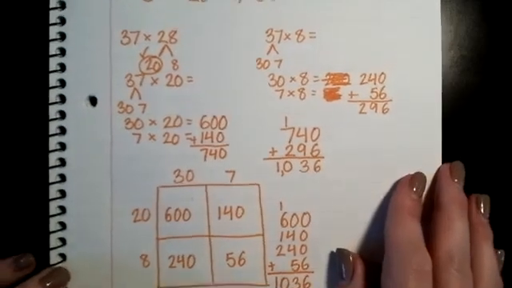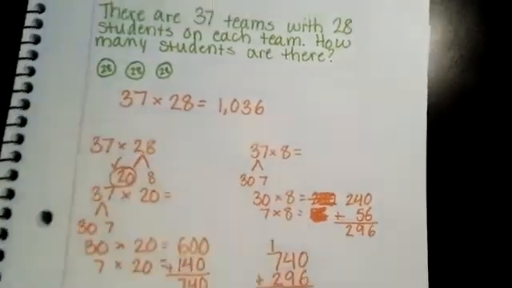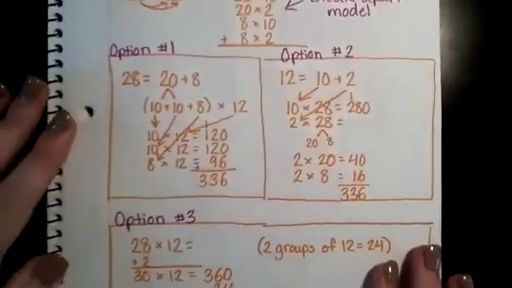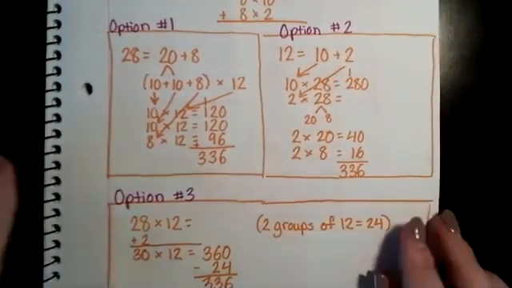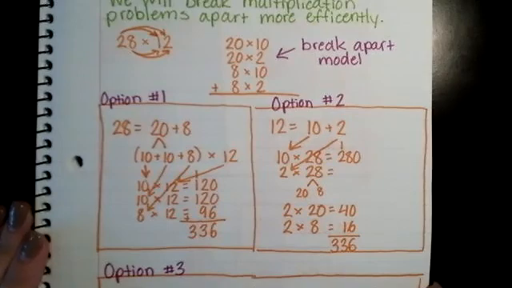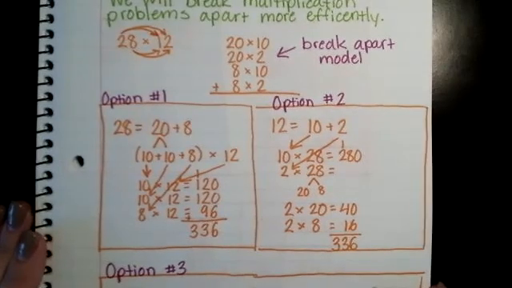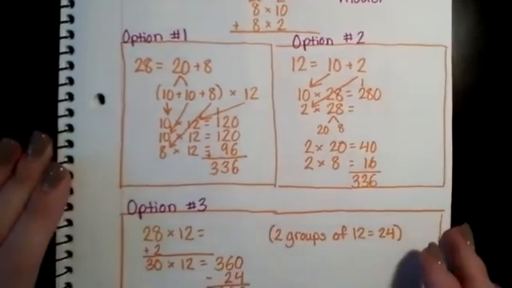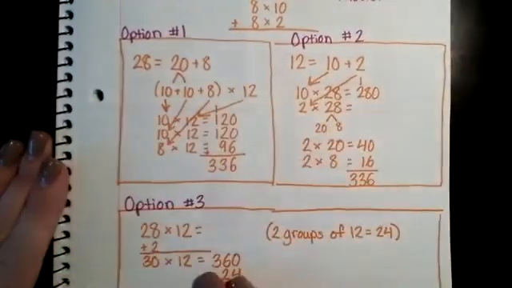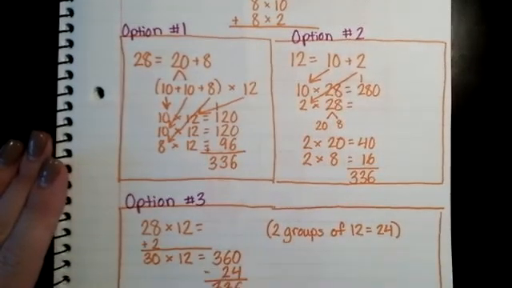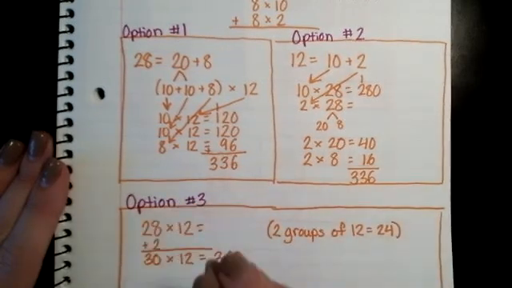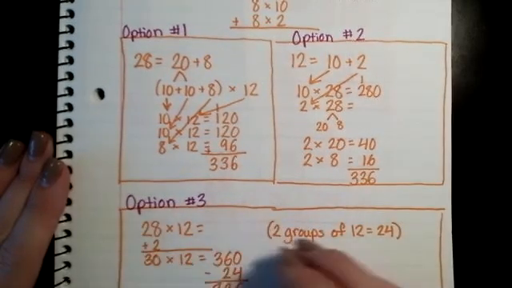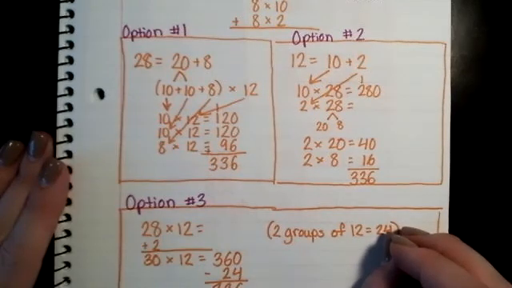As I've been saying through the whole video, if one of these options makes more sense to you than a different one, great, use it. If the break apart model makes more sense to you, use it. If the area model makes more sense to you, use it, okay? I'm just trying to show you there are more ways to solve the same problem based on how you are seeing the numbers, okay? Some are gonna click with you, some are not. That's okay. Not every single one has to make perfect sense to you, okay?